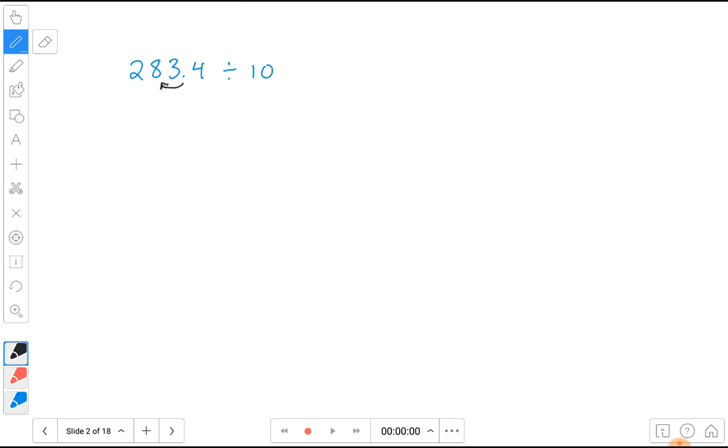So if it's 100, we're going to move it over 2 spots. If it's 1,000, we're going to move it over 3 spots. In this case, we have 283.4 divided by 10. So we're going to move the decimal over 1 position, and the answer is going to be 28.34. Okay, and in much the same way, if we had, say, 7.38, and we divide that by 100.